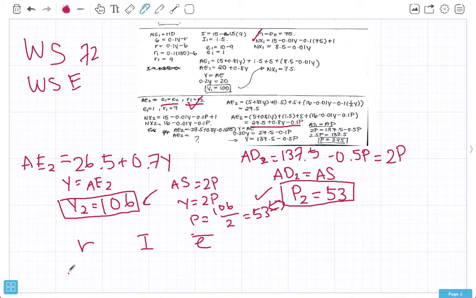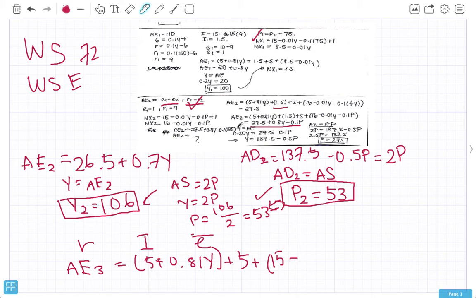So what you would have is AE3 equals 5 plus 0.81y for your consumption. You'd have government still as 5. And then instead of plugging in 1.5 here for the fixed rate for investment, you let it be flexible, which means you have to put it as a function. So you would have 15 minus whatever the interest rate here is, 0.6y minus 6. So simplify this.